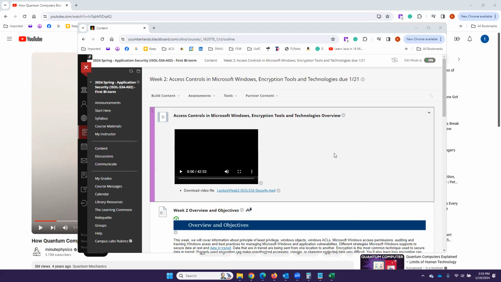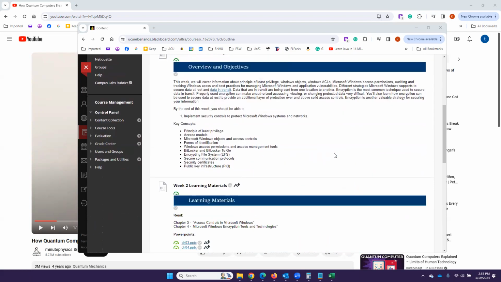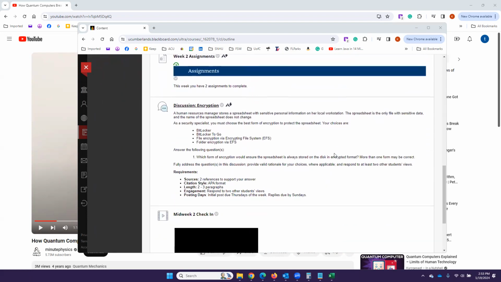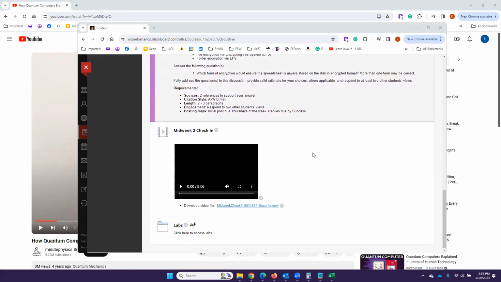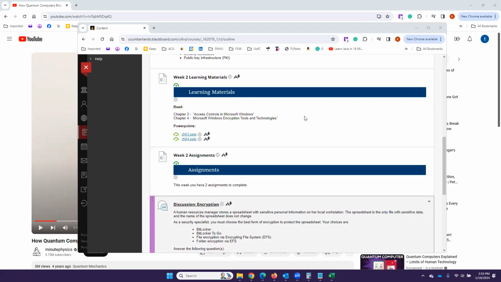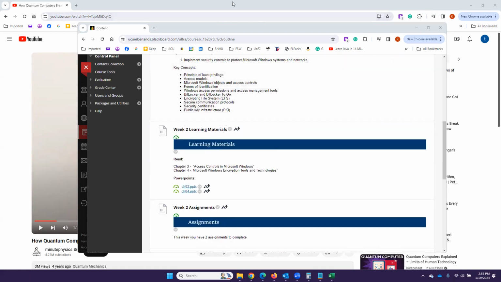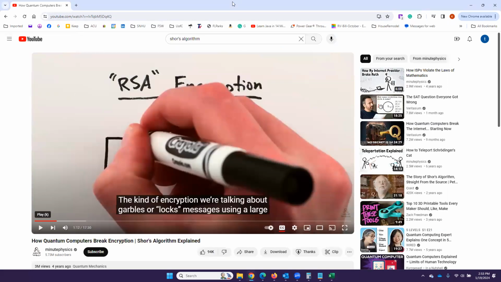We look at Microsoft Windows and encryption tools and technologies. And then our discussion went over encryption, and even the labs went over encryption. There was something very interesting that I wanted to share with you that is not in this week's assignments, but it is Shor's algorithm. And it's one of our concerns, because we use encryption every day in our communications.